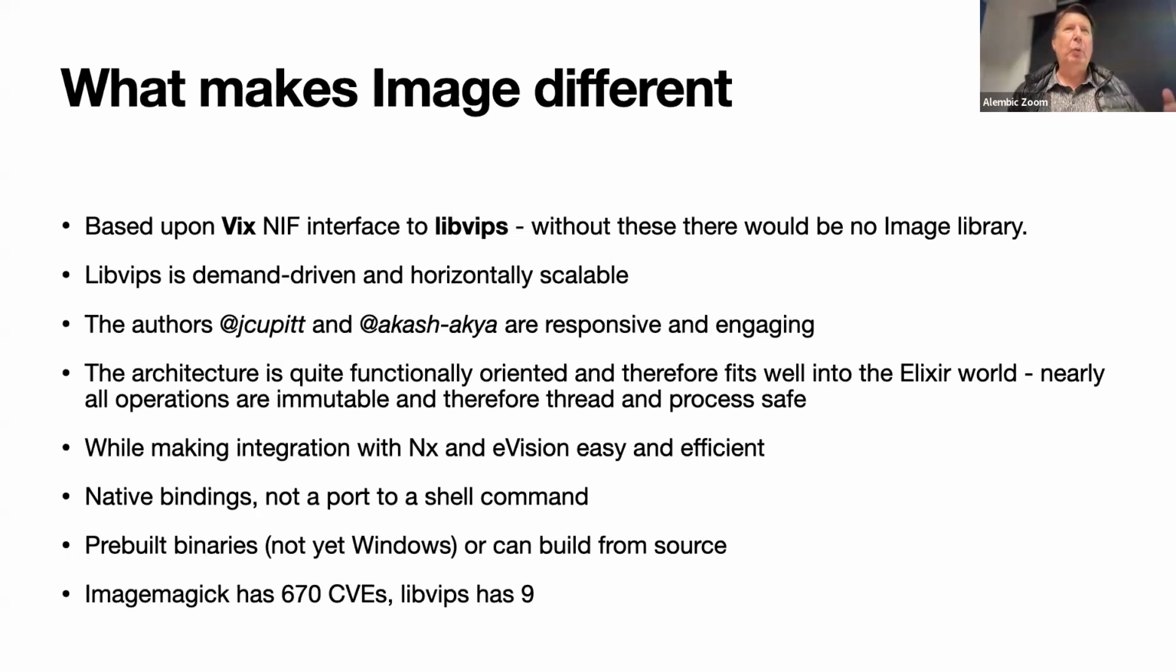Why the architecture works well for image processing is that it's quite functionally oriented. It is designed to build imaging pipelines, operations which are immutable and horizontally scalable. And that sounds an awful lot like the Elixir world and has the commensurate benefits. The majority of operations fit very nicely into a world in which the image itself is immutable, in which the operations can be chained, and in which the execution can be made concurrent.